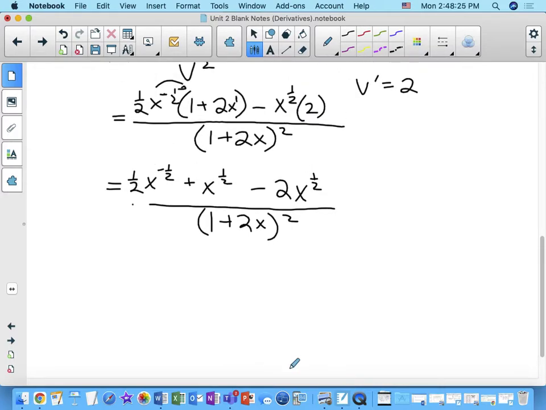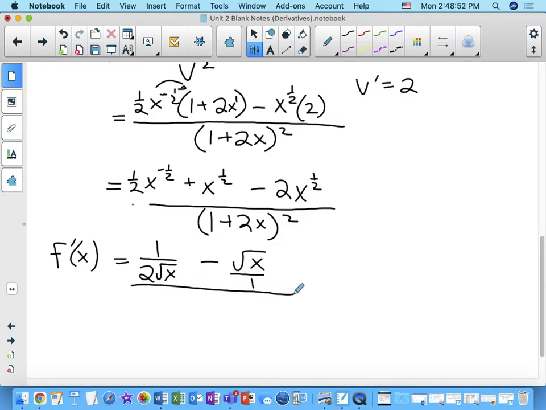Okay, so where are we at? f prime of x equals, so I'm going to write this as 1 over 2 times maybe the square root of x at this point, because I don't think I'm going to have to do anything else with it. And then x to the half minus 2x to the half is minus the square root of x over 1. Maybe I'll do that so I can see the denominators. Over 1 plus 2x squared.